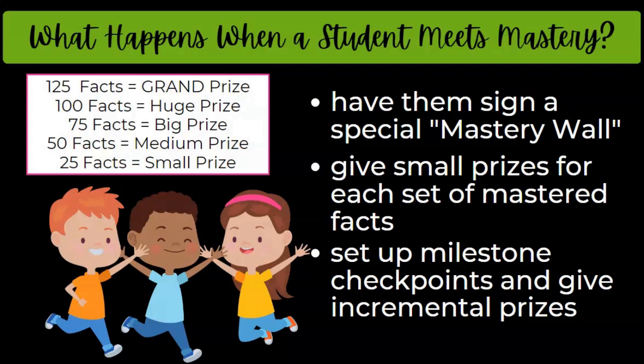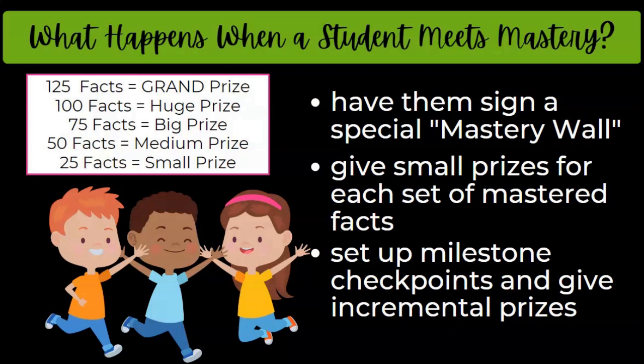And then so on in increments of 25 until you get to the grand prize, which could be something really big, like you provide lunch for the student, or you could even get the principals involved and ask if they can contribute a special experience or something to the prize.